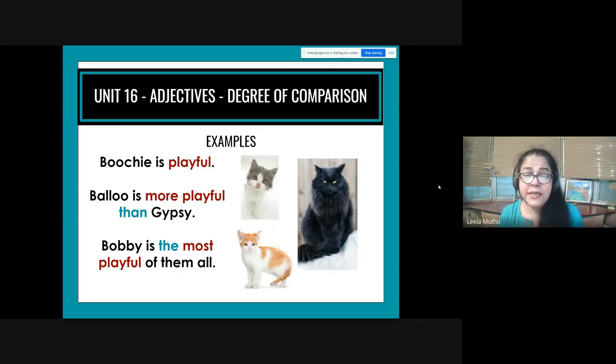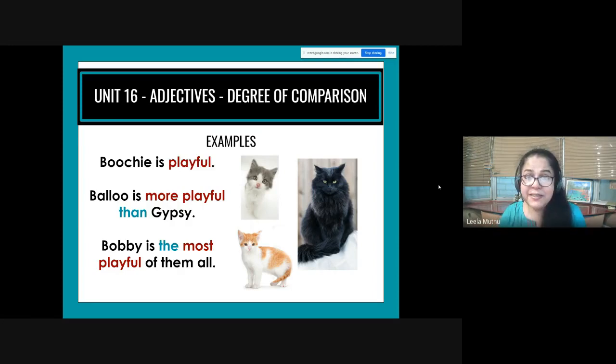Bucci, the gray one, Bucci is playful. She's very playful. Baloo, she's my black Persian cat. She's more playful than Bucci. More playful than Bucci, right?